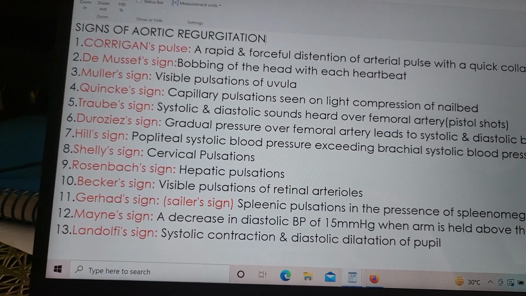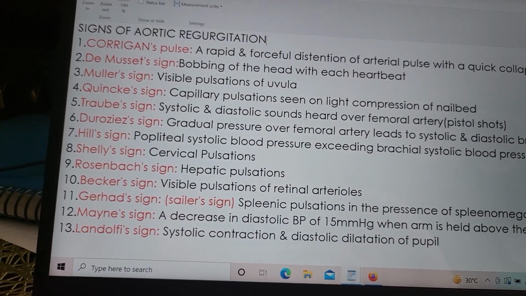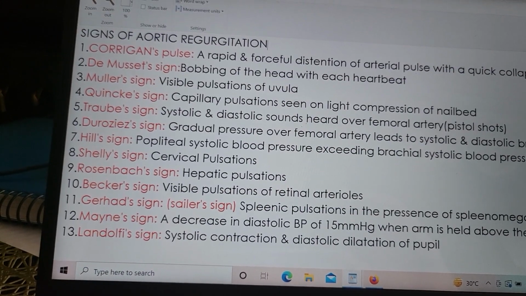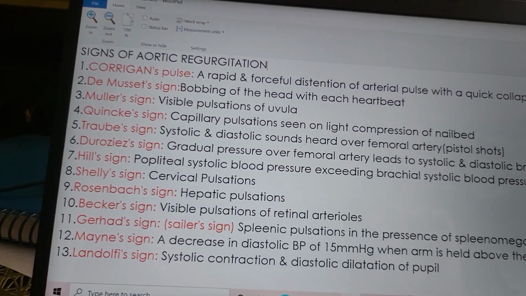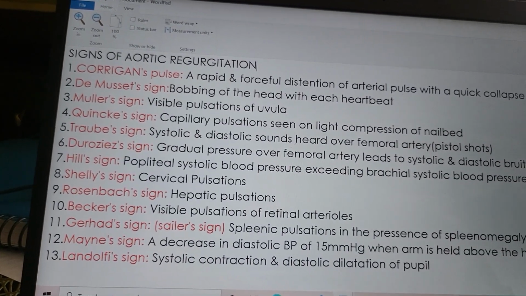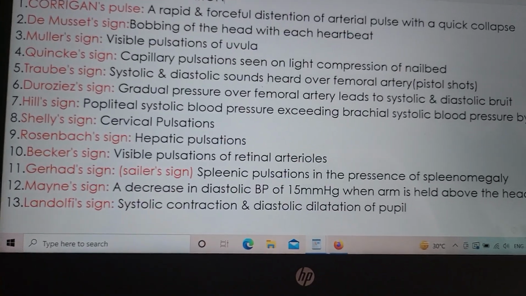Fourth one is Quincke's sign. It is capillary pulsation seen on light compression of the nail bed. If you compress the nail bed slightly, then you can see the capillary pulsations. It is called Quincke's sign.